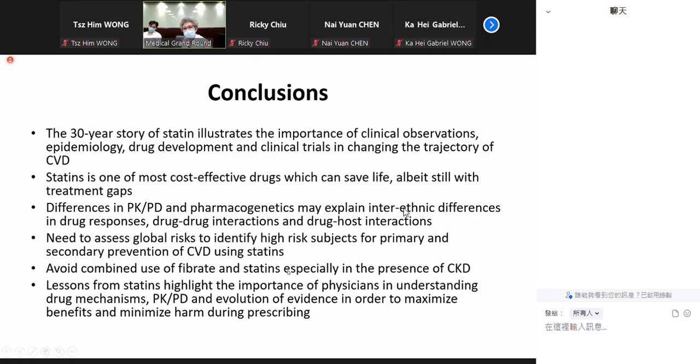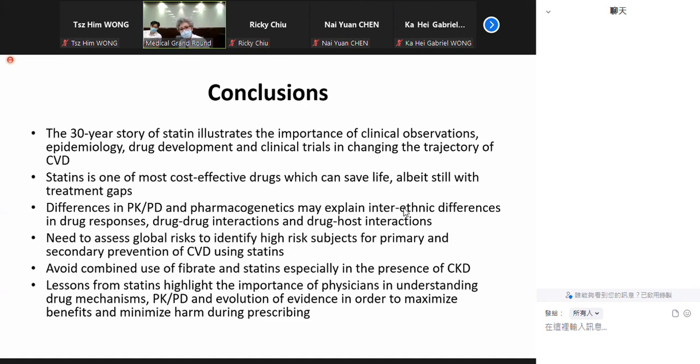So I think in summary, I hope in this grand round, we have given you a little bit of insight into how drugs are being developed, a 30-year history of statin. It takes a lot of people's effort and career to develop these drugs, to demonstrate and accumulate that evidence. Starting from the epidemiology, the relationship between cholesterol and cardiovascular disease, and then the drug development and the clinical trials, really conclusively showing how by reducing lipid, LDL cholesterol, we can change the trajectory of CVD. And indeed, statin is really one of the most cost-effective drugs that can save life.